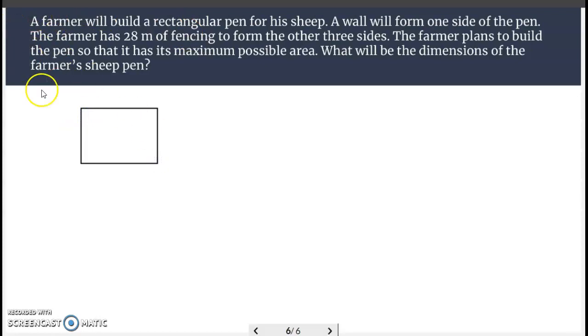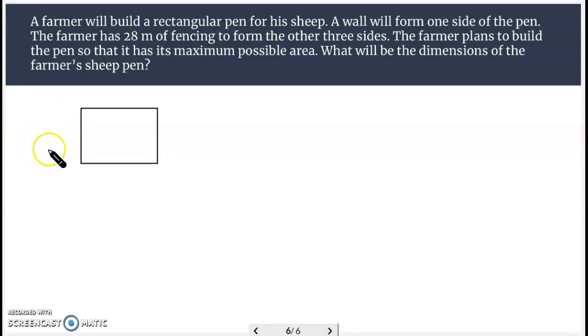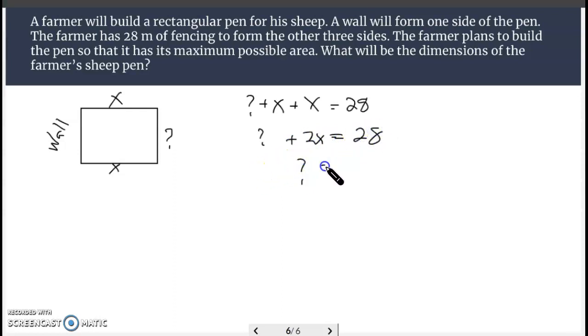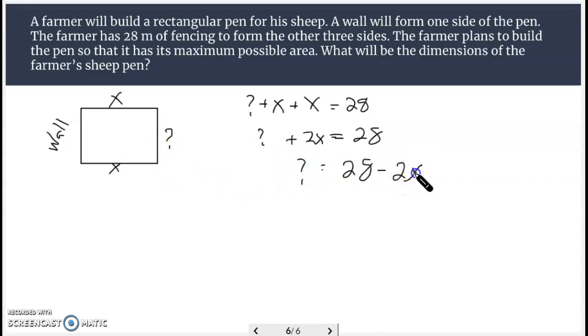Alright, very similar to what we just did. We have this wall here on one side. Maybe it's a barn. Who knows? He only needs 3 sides of the fencing. Call one side X, the other side's X, and one unknown. We don't know what any of them are, but all 3 sides add up to the 28 meters of fencing. Question mark plus 2x equals 28. Question mark would equal 28 minus 2x. That's our expression here.